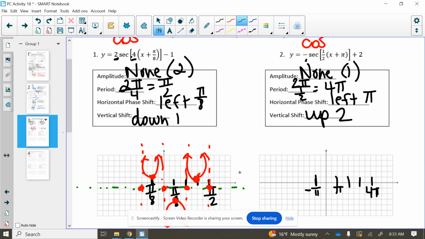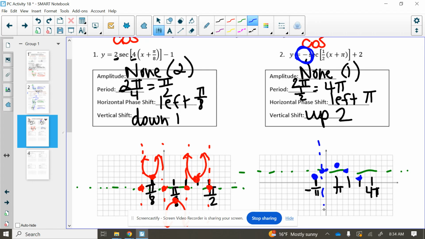Our vertical shift this time is up 2 units. And this time we are going to start 1 unit above our midline. And then we shift to the left pi, back to that midline, down. Oops, I forgot one other thing. This reflection. Right? So that actually is going to start us at our minimum value, back to the midline, up, back to the midline, and then back down here.